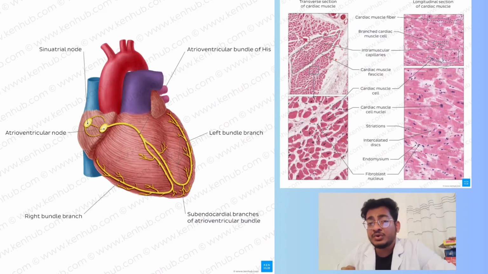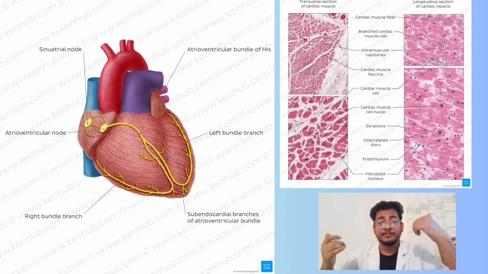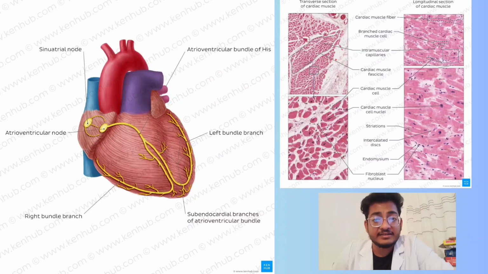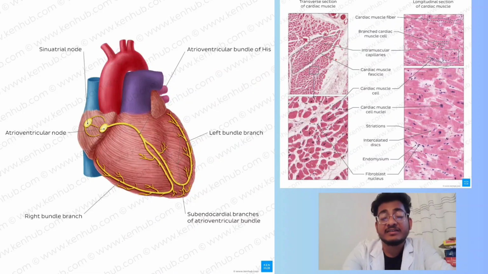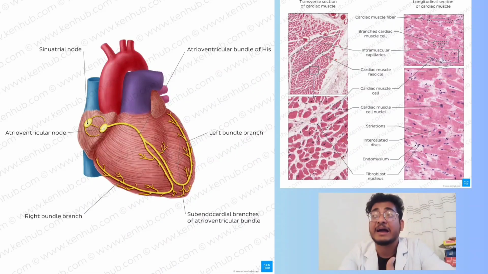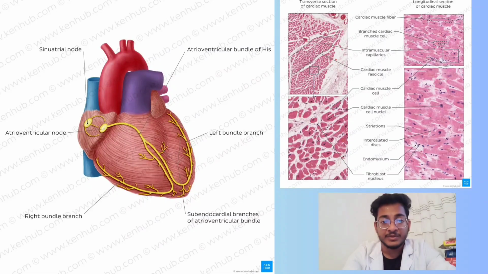These are arranged into nodes, that is, the sinoatrial node and the atrioventricular node, SA node and AV node as we basically say, and the atrioventricular section, that is, the bundle of His, and the subendocardial conducting network, commonly referred to as Purkinje fibers, to form the conducting system of the heart. So these cells help the heart work as a conducting system of the body.